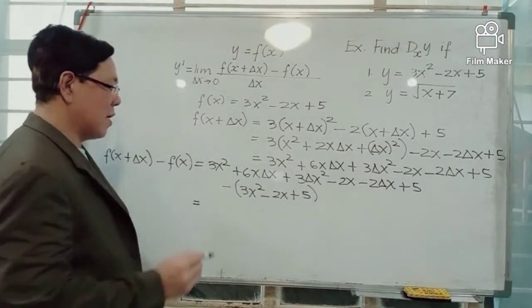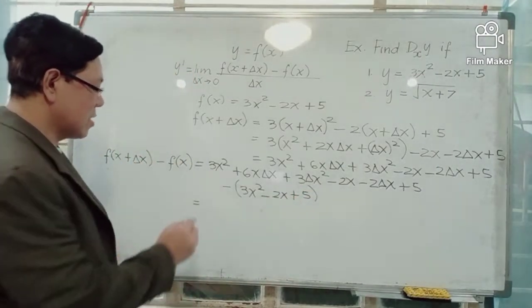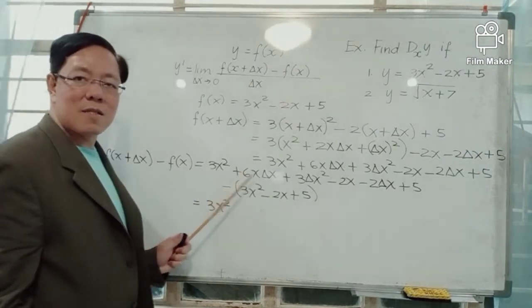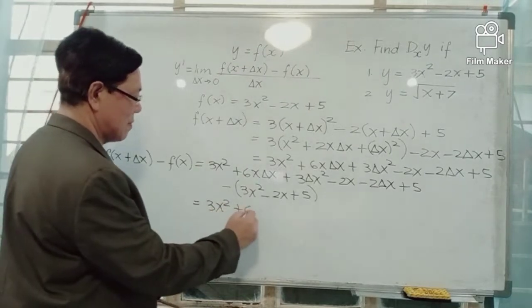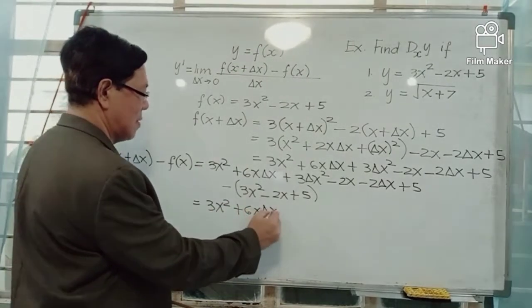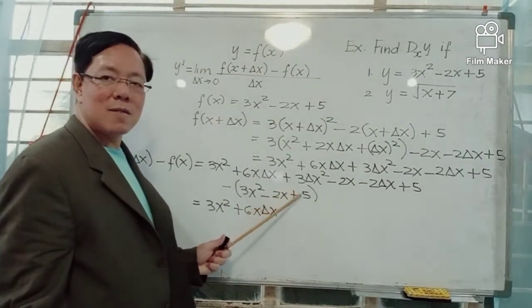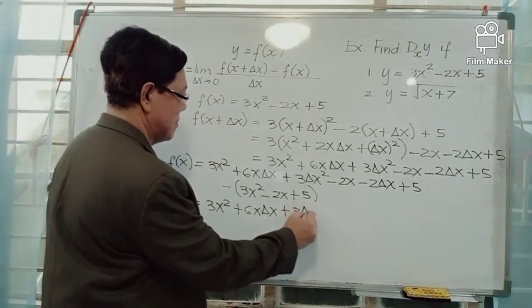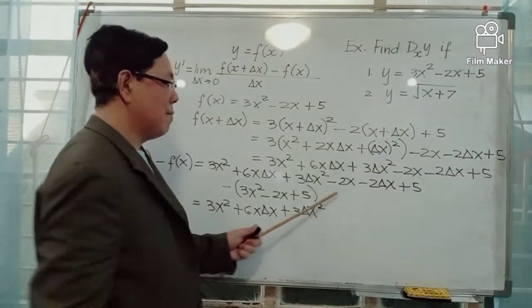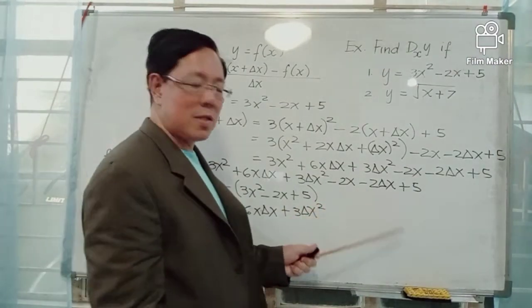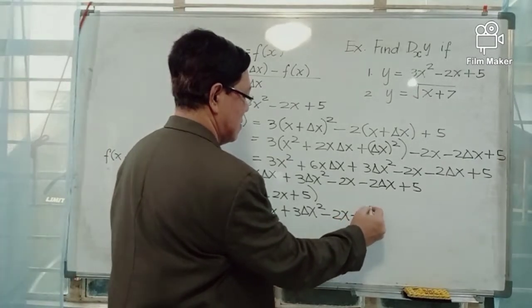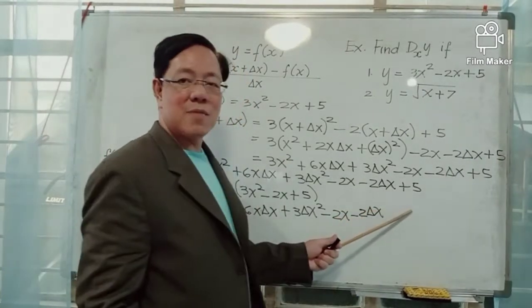And we simplify: 3x squared plus 6x delta x plus 3 delta x squared minus 2x minus 2 delta x plus 5.